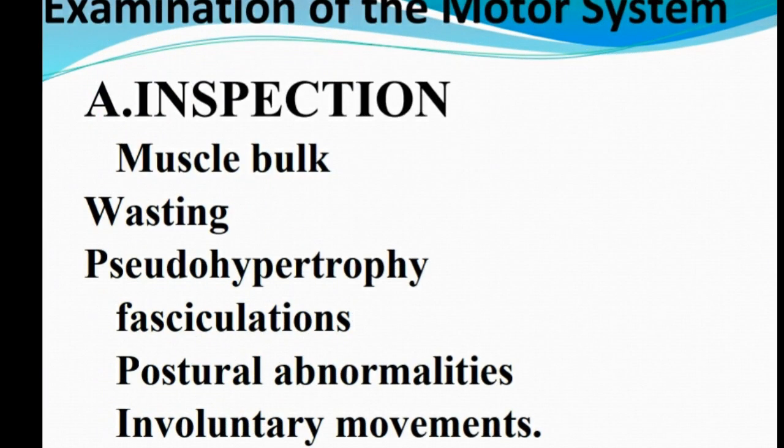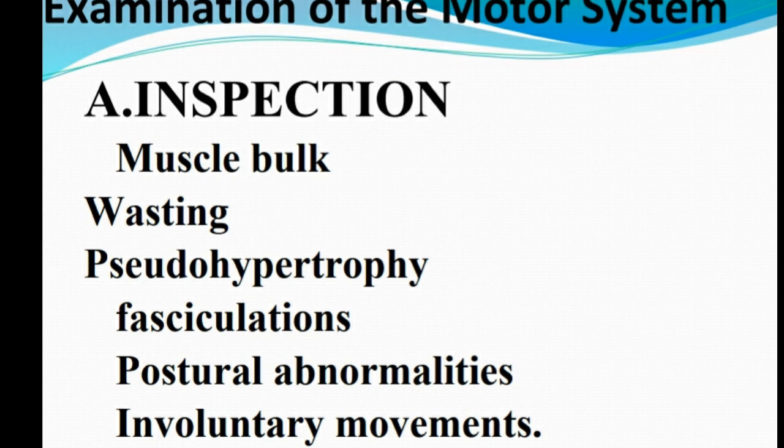Examination of the motor system. A. Inspection. First of all, muscle bulk. We assess the bulk of the muscle and we look for any wasting or atrophy. This suggests that the weakness is due to a lesion of the lower motor neuron. Pseudohypertrophy of muscles occurs in certain forms of myopathy.